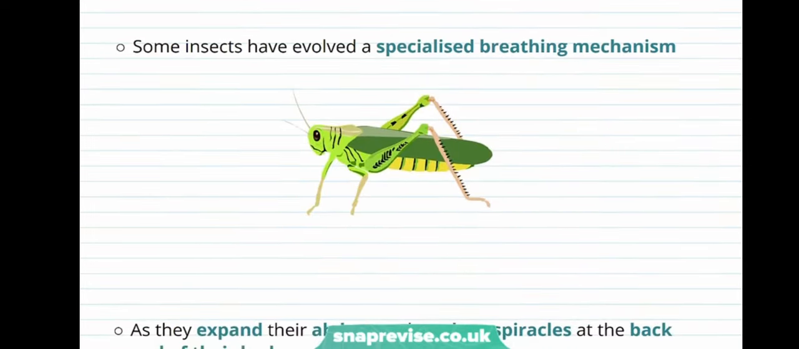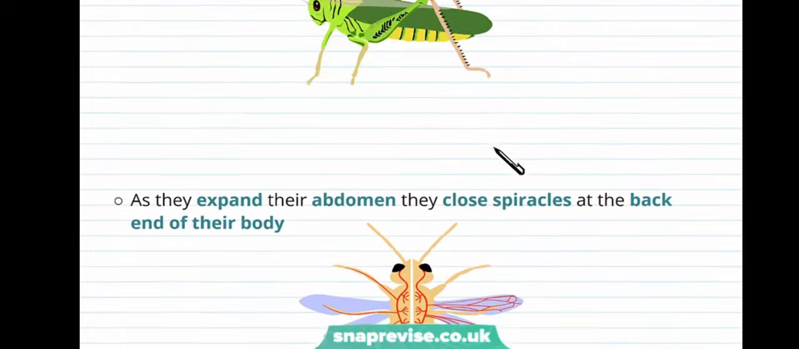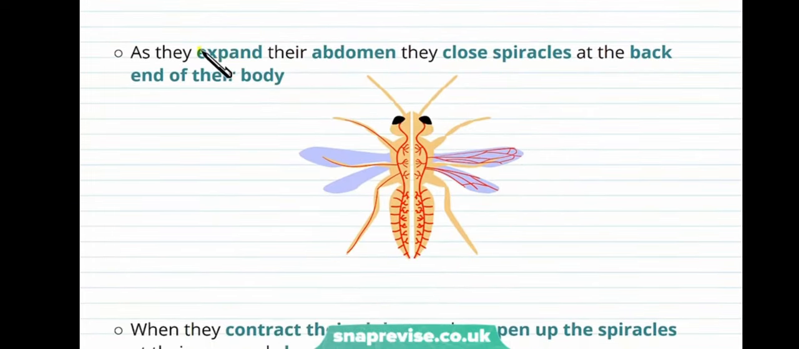Some insects have a more specialized breathing mechanism, and in particular this refers to larger insects like grasshoppers, and this is particularly specialized in the way that it works. The first thing that happens is their abdomen is expanded by different muscles, and this closes some of the spiracles at the back of their body whilst opening those at the front.